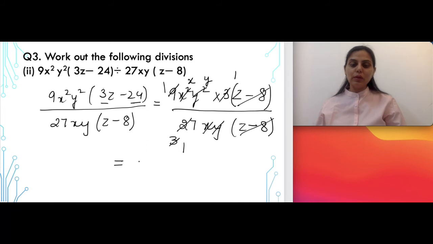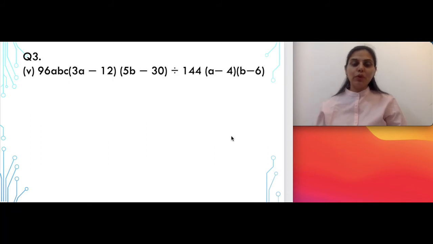So in the numerator you are left with the term only xy, and there is no other term left in the denominator, so only xy will be your answer in this case. Moving on to next question now.